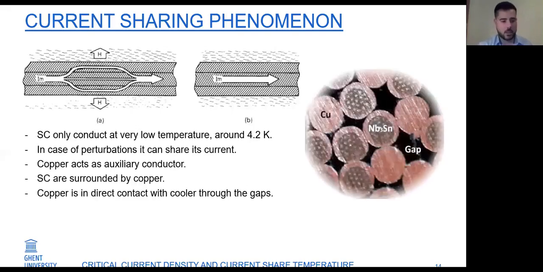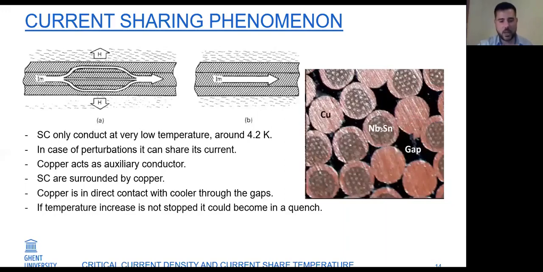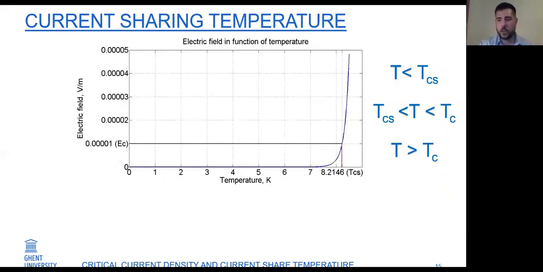Yeah, this is what I said. And the liquid helium is flowing through these gaps that we can see in the image. The copper is in direct contact with the coolant through the gaps, and if the temperature increase is not stopped by the copper, by the sharing of current, it could become a quench and permanently destroy the superconductor. So this is very important and very critical.